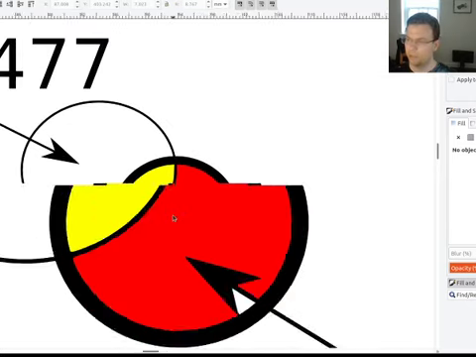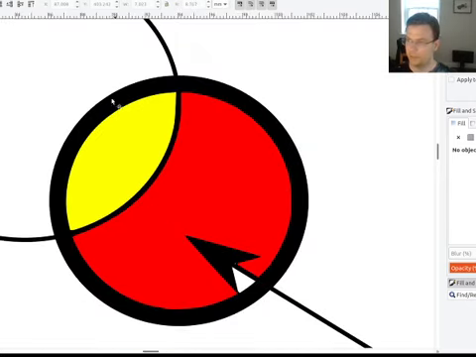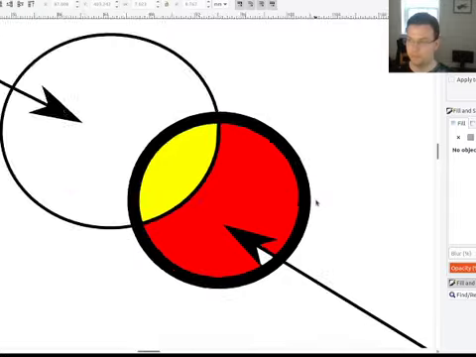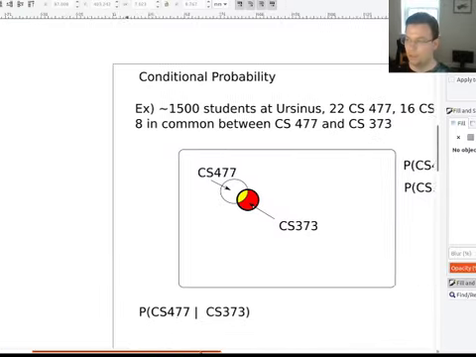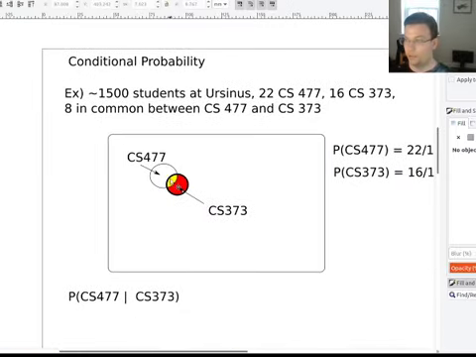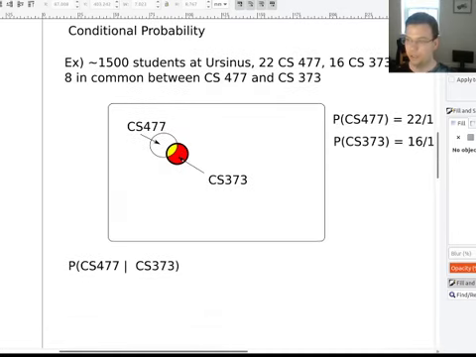So it's kind of like we've blown our whole event space up so that this is the Venn diagram inside of 373 here. And so we want to know, well, if I throw a dart inside of just the 373 region, how likely is it that it hits something in 477? So what we need to do is know, okay, what's the overlap between the two? And then what's the total number in 373? And we can answer this question.